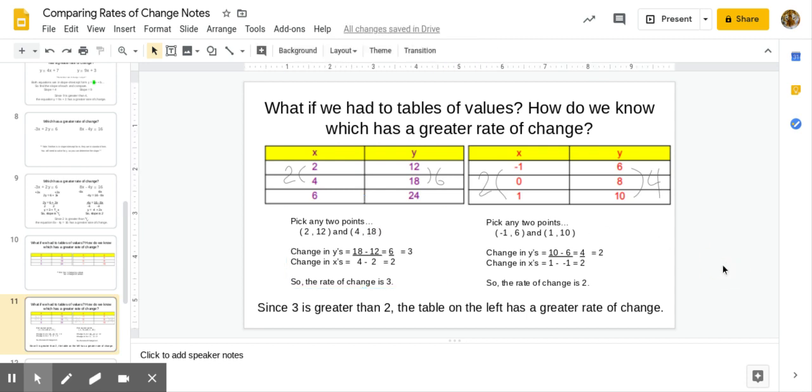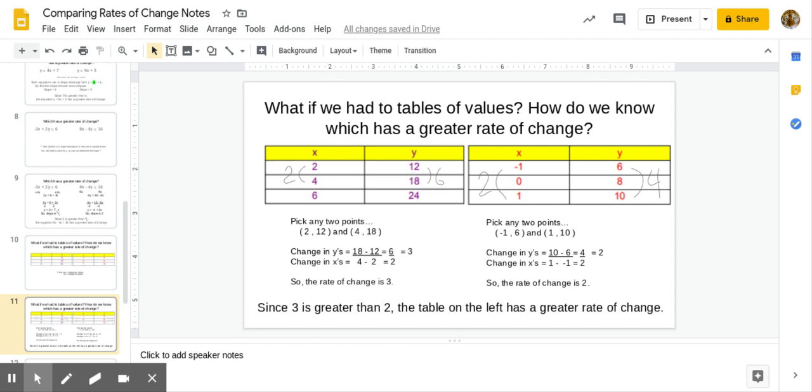Now looking at the table on the right-hand side, the red table of values, we can again look at the change in y's over the change in x's. Now because I chose to use the top and the bottom points when I was calculating the slope, I used the top and bottom points to also find my changes. So in the y column, from 6 to 10 is a change of 4. And from negative 1 to 1 is a change of 2. So 4 over 2, which would simplify to 2.